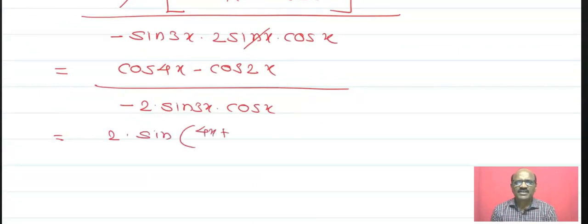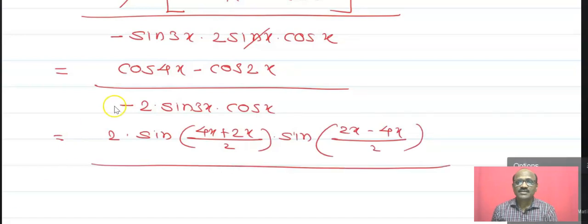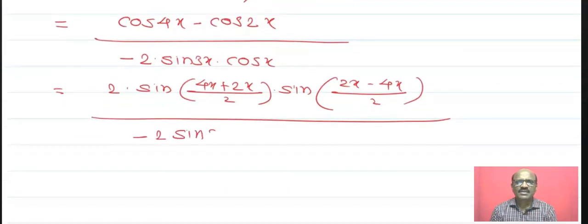Now again here we will apply the formula for cos c minus cos d. See this formula? It is the formula of cos c minus cos d. That is 2 times sin of (c plus d) upon 2 and into sin of (d minus c) upon 2. Keep the denominator as it is.